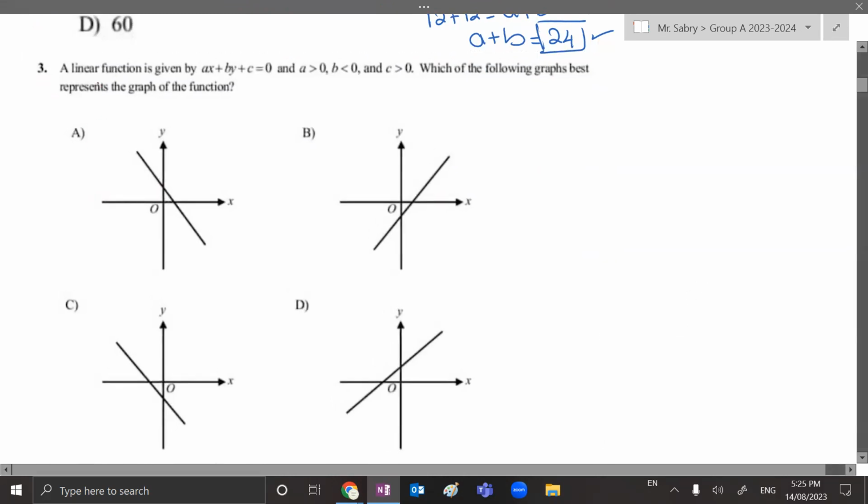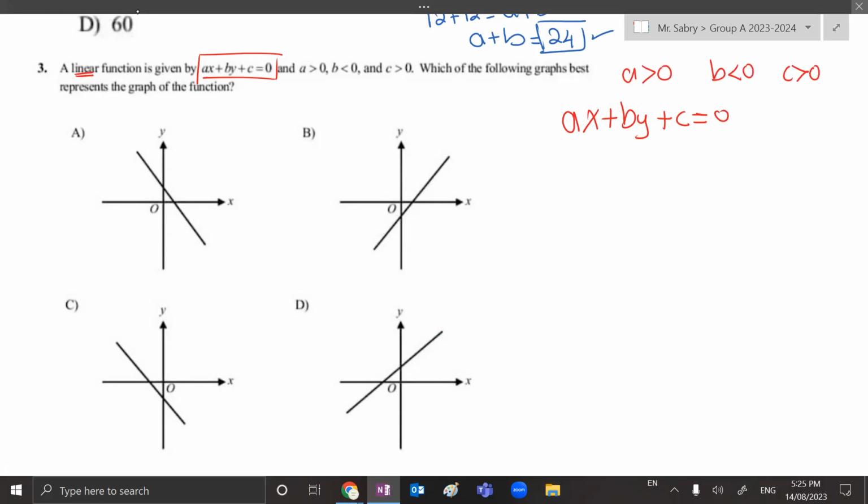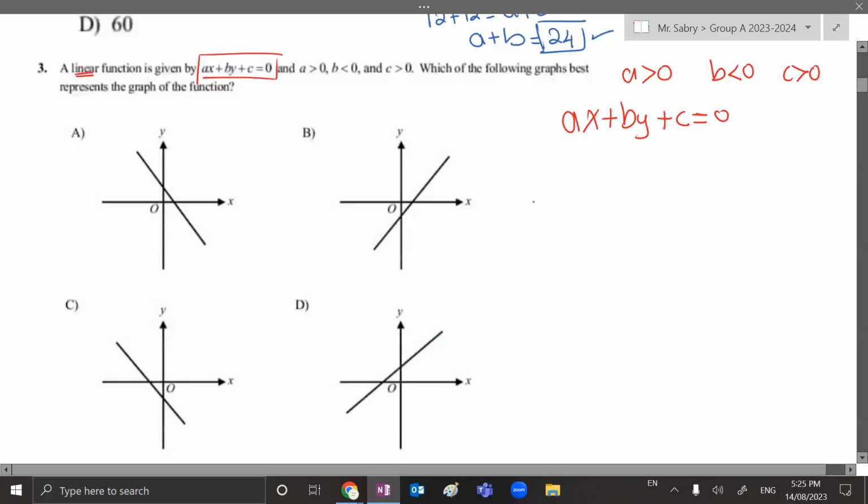So number 3, it says this is a linear function given this equation. So this is the equation of the linear function that they used: ax plus by plus c equals 0. And then they said that a must be bigger than 0, b is less than 0, and c is bigger than 0. I want to make sure that you remember this quite well. In all the SAT and standardized tests generally, whenever they mention that something is bigger than 0 or smaller than 0, the only idea there is to tell you whether it's positive or negative.